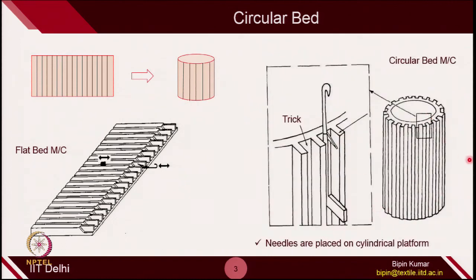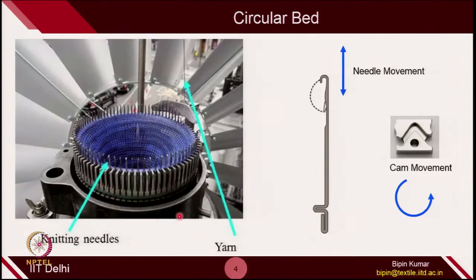So here is the machine, how it looks. In the schematic you can see it's a cylindrical platform, and on this cylindrical platform the slots are created. In each of these slots, which are called tricks, one particular needle is placed, and these slots are separated by walls, which also play a very important role, which I am going to discuss in the next few slides. The only difference is that in flatbed the needles are placed on a flat surface, while here in the circular bed the needles are placed on a cylindrical platform. That's why it is called circular knitting. Here is the actual diagram of the machine. You can see the needles are placed in these vertical slots, or tricks, and yarn is getting caught.